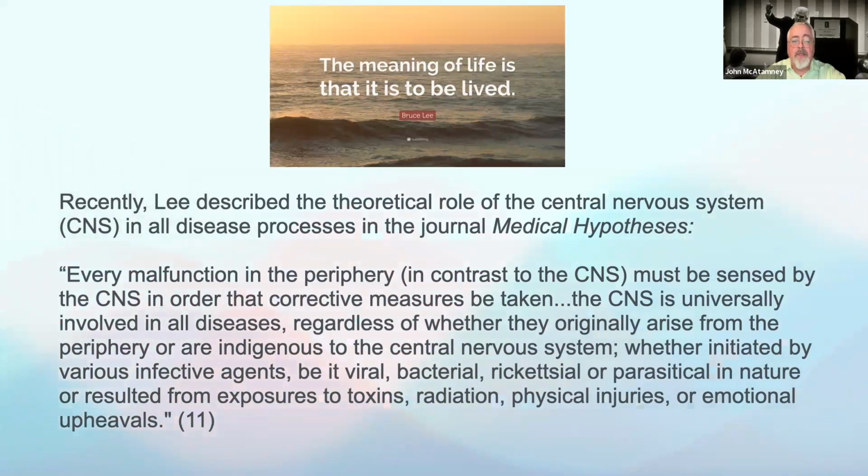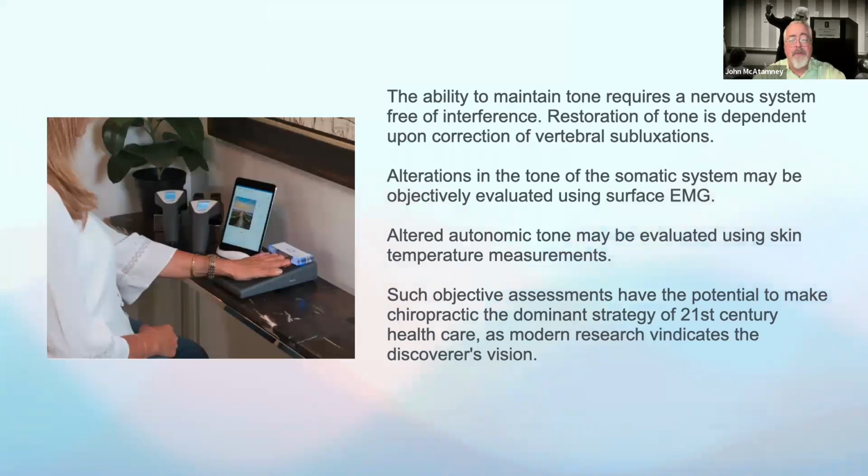Tone. Now, Bruce Lee said the meaning of life is to be lived. Well, the ability to maintain tone requires a nervous system free of interference. Restoration of tone is dependent upon correction of vertebral subluxations. Alterations in the tone of the somatic system may be objectively evaluated by using surface EMG. Altered autonomic tone may be evaluated using skin temperature measurements. Objective assessments have the potential to make chiropractic the dominant strategy of the 21st century, as modern research vindicates the discoverer's vision.